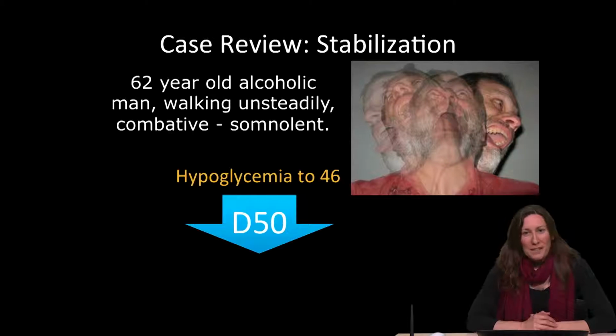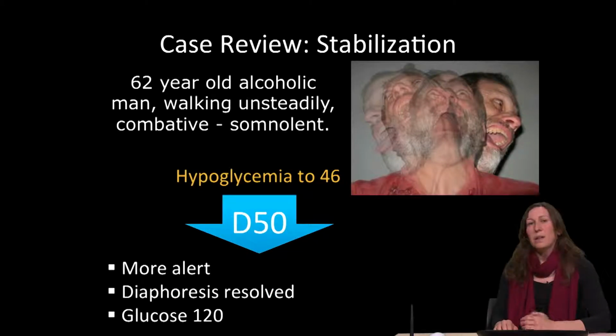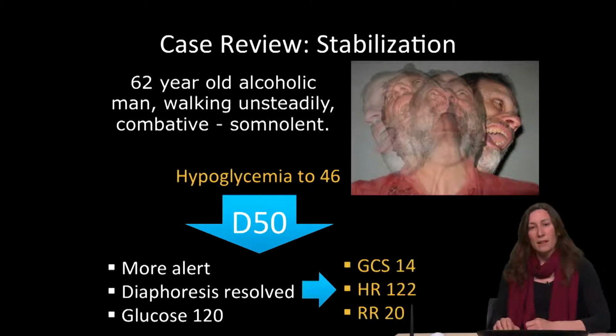So let's review our case. We have a 62-year-old who's a known alcoholic, and he was found walking unsteadily and was combative, and he arrived in your emergency department somnolent. He was found to have hypoglycemia to 46, and you treated him with D50. He became more alert, his diaphoresis resolved, his glucose increased to 120 on a subsequent check, but he remained confused and so only had a Glasgow Coma Scale score of 14.